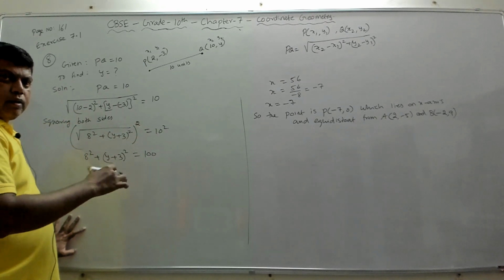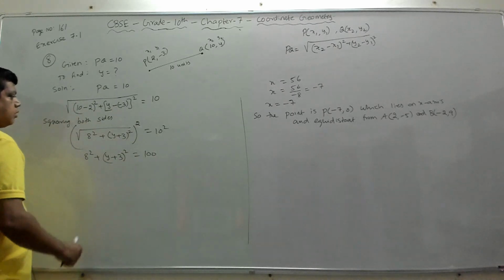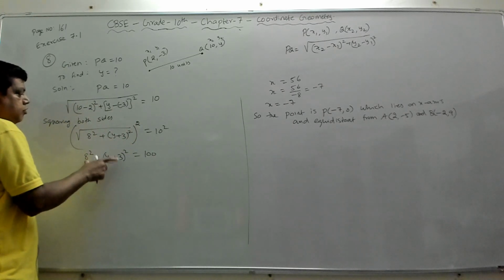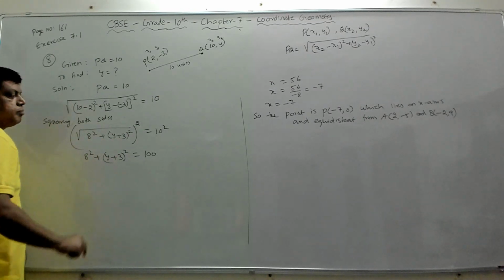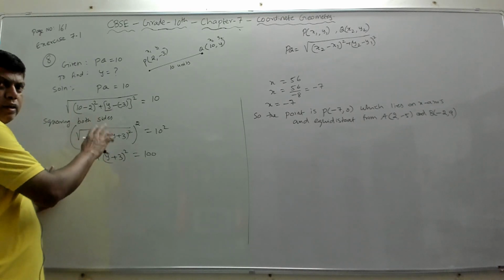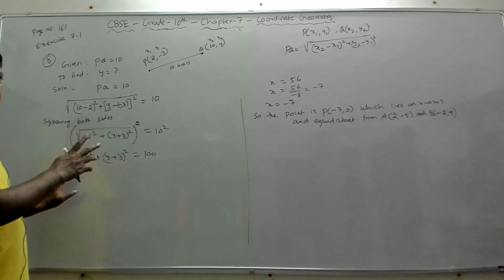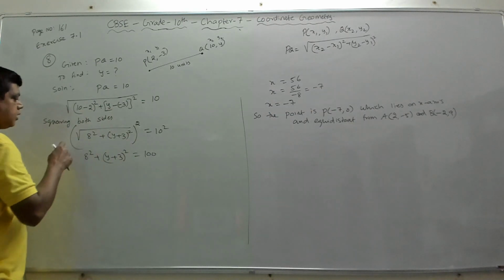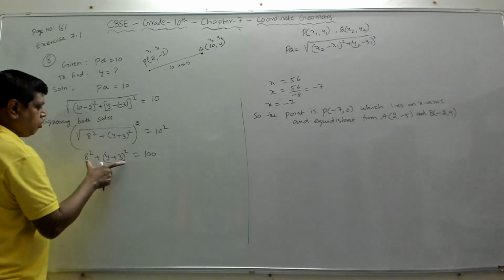It's not cancelling. Square root of x the whole square will be only this. If you square this, you will get this value without the square root. You can think of it as cancelling square root and 2, but we are not actually cancelling. They are called inverse functions, which you will study in your higher classes. So, now this is what we have.